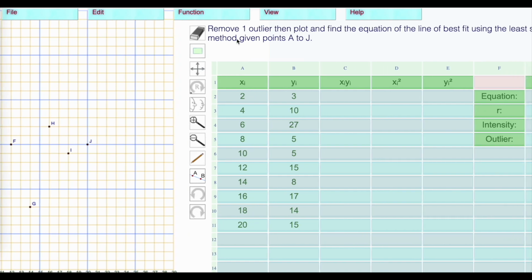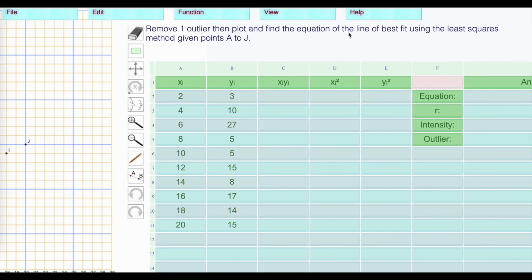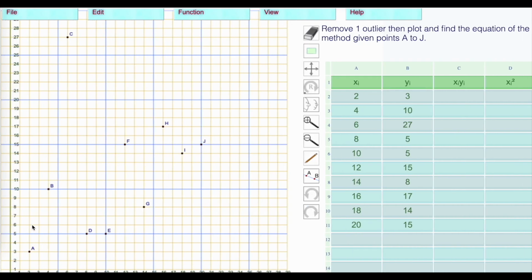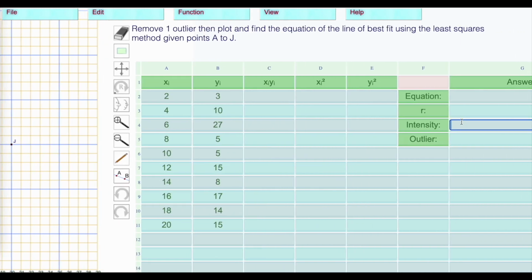Welcome to level 8. Remove one outlier, then plot and find the equation of the line of best fit using the least squares method. Given points A to J. We can see our points A to J. We can see that C is really not one of those points. That's our outlier. I'm going to remove the C point, which is at 6, 27. I'm going to put a little XXX over here to remind me not to take anything from this row.